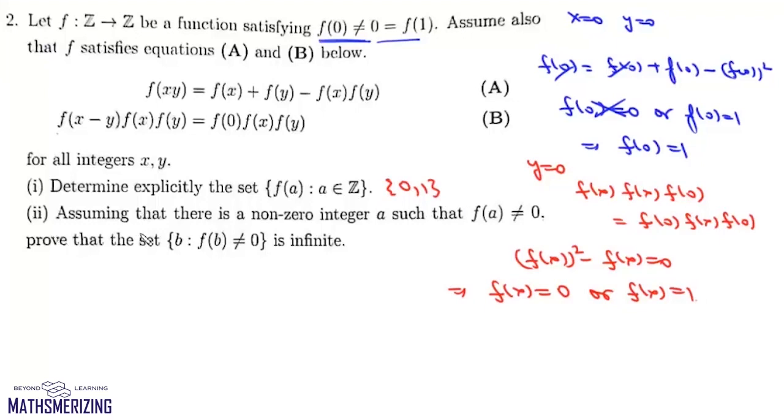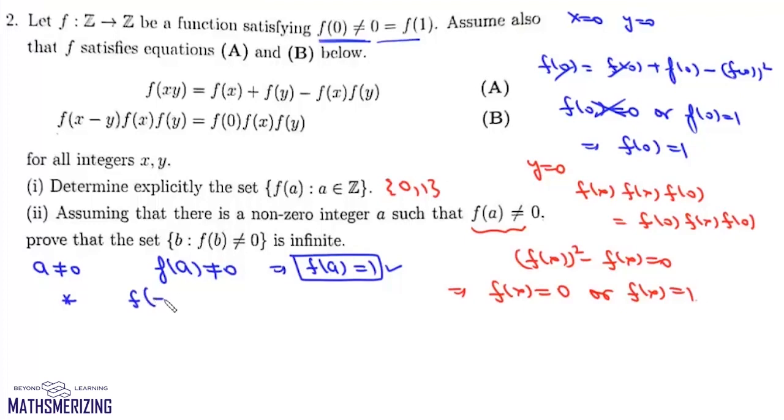Now in part B it says that assuming that there is a non-zero integer a such that fa is unequal to 0, then prove that the set of b such that fb is unequal to 0 is infinite. So now we have a non-zero integer a such that fa is unequal to 0, and since the range of this function is 0 and 1, it means fa is equal to 1. Now we need to prove that if fa is equal to 1, then there exist infinite points b such that fb is unequal to 0, that is fb is equal to 1.